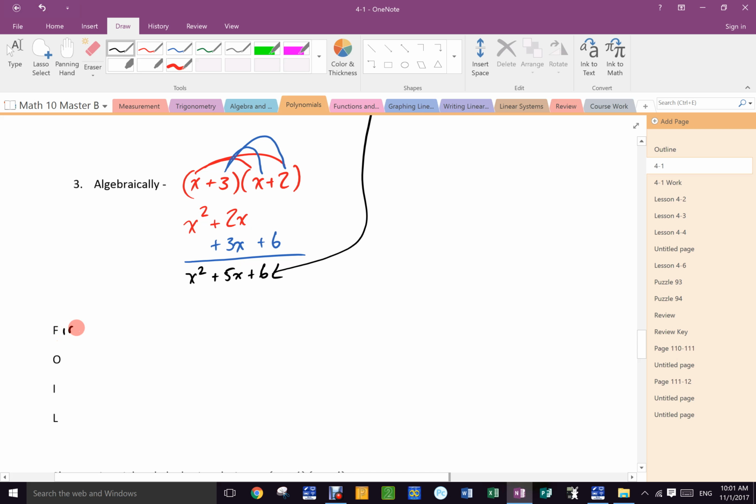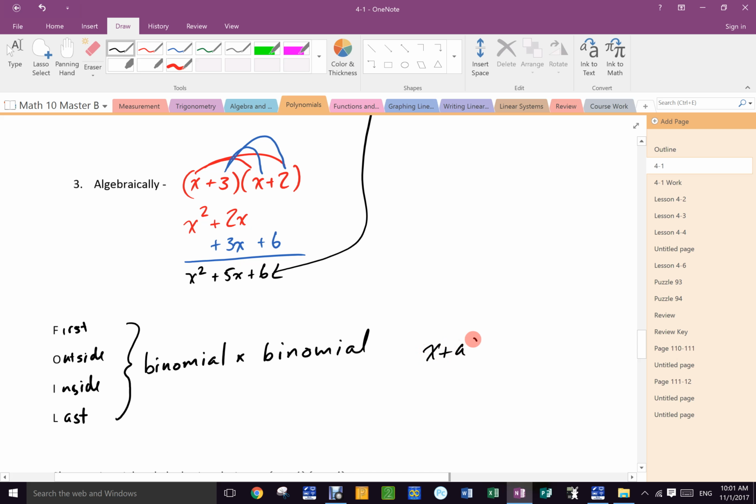FOIL stands for first, outside, inside, last. And it only works for binomial times a binomial, which is all going to show up on my screen eventually. X plus A, X plus B.